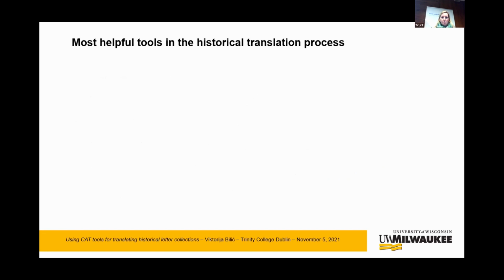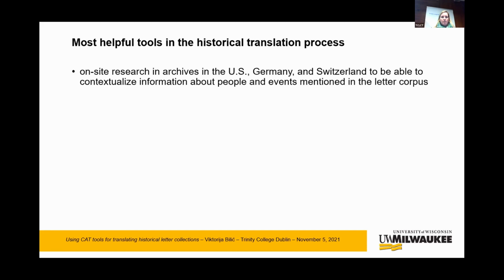The most helpful tools in the translation process for historical letters, among others, was on-site research. I did research in archives in the US, Germany, and Switzerland to be able to contextualize information about people and events mentioned in the letters. And this information is not easily Googled. So I did a lot of on-site research.